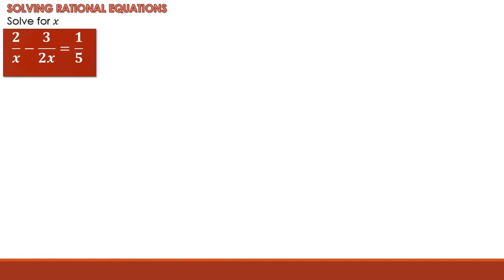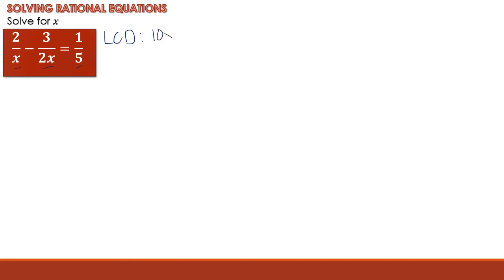Okay, let us have this example. Makinig mabuti, panoorin mabuti. Solving rational equations, let us solve for x. We are given the rational equation 2 over x minus 3 over 2x equals 1/5. First, we have to identify the LCD. Ang LCD natin, dito kayo titingin kay x, kay 2x, kay 5.